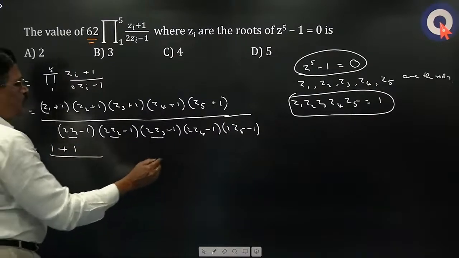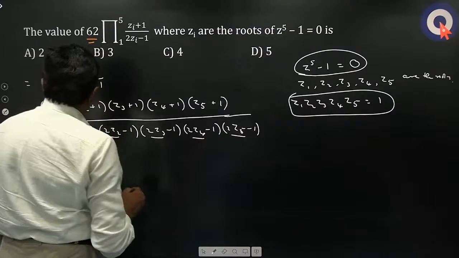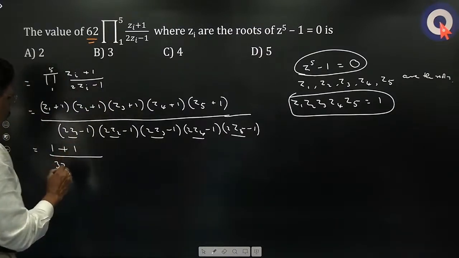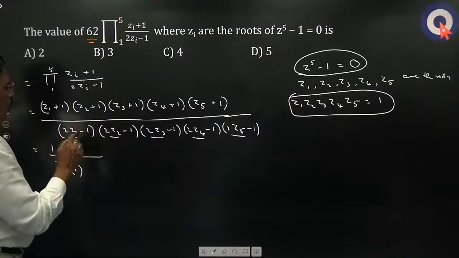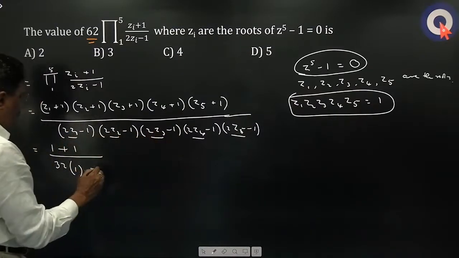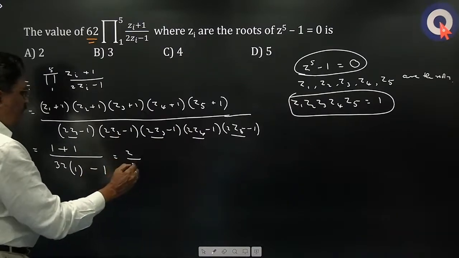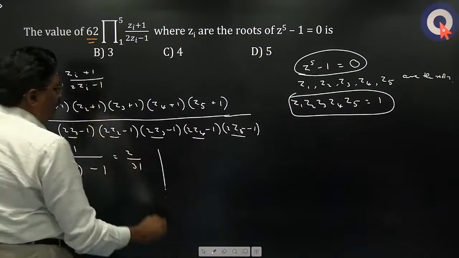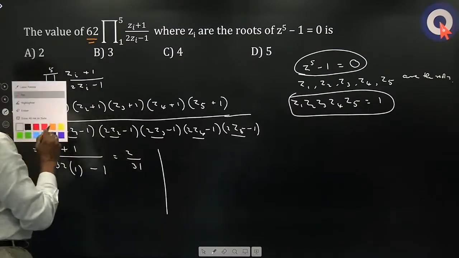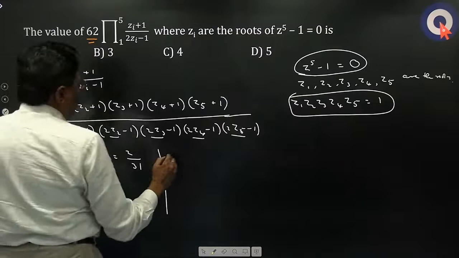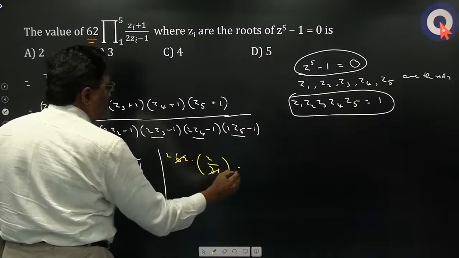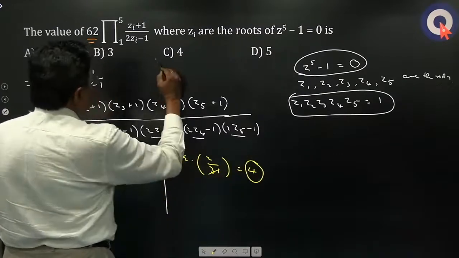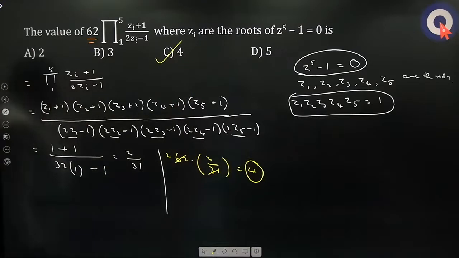2z1, 2z2, 2z3, 2z4, 2z5, when you multiply them, you get 2 power 5, which is 32, times z1 z2 z3 z4 z5, which is 1, and all other sums of the products will become 0, and minus 1 multiplied 5 times, I get minus 1. So what I get is 2 by 32 minus 1, 2 by 31. So to get one integer type of answer, the question has been written like this. So it is 62 multiplied by 2 by 31, which makes it 4. So the required answer is 4. So hope that is understood.